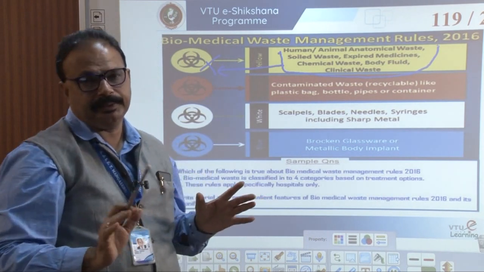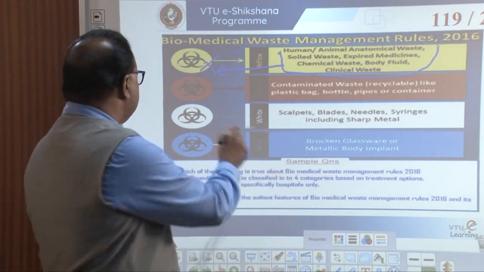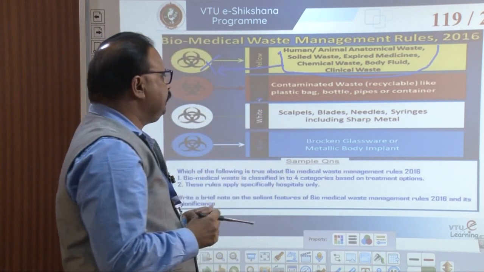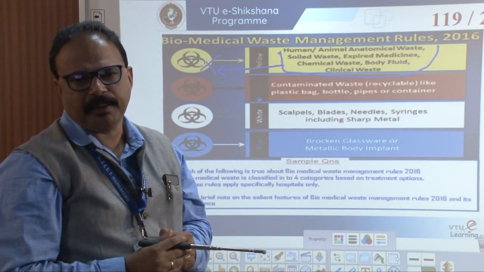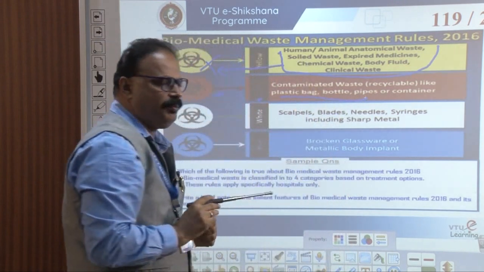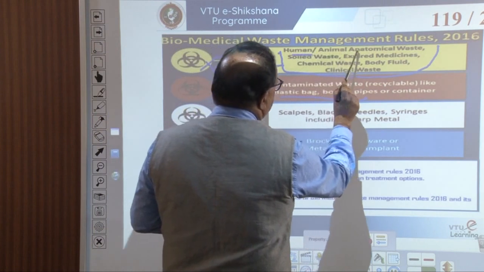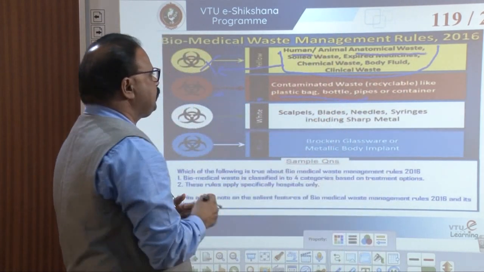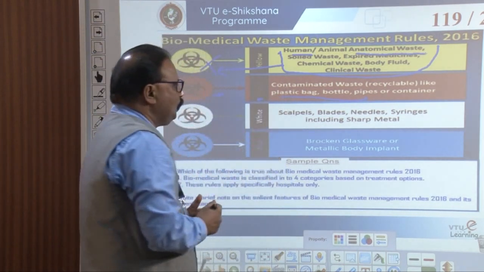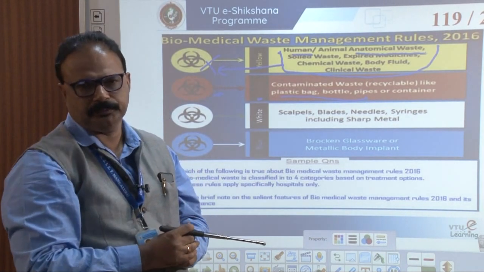We should not exchange them, very, very important. In the yellow color bag, there are rules about what waste should go in. We cannot mix red color bag and yellow color bag. In the orange color bag, okay, contaminated waste like recyclable waste, plastic bags, bottles, pipes, or containers is used in an orange bag. See, this cannot be mixed. Very, very important, there is a strict rule in biomedical waste. Only in the yellow color bag can we put human, animal, anatomical waste, soiled waste, expired medicine, chemical waste, body fluid, and clinical waste. In orange color, only contaminated recyclable waste like plastic waste, bottles, pipes, or containers.